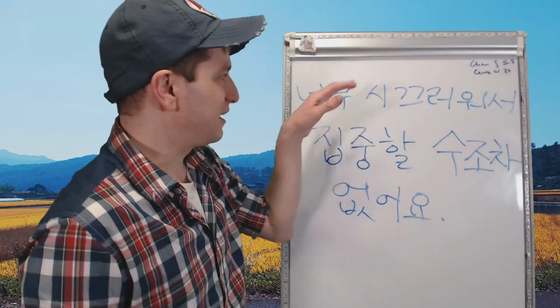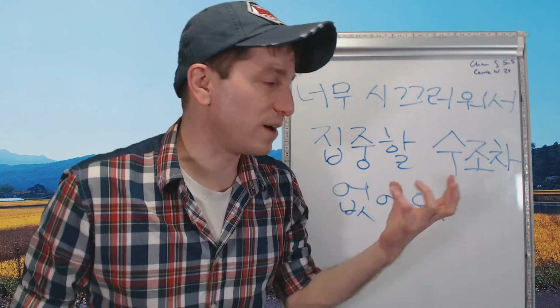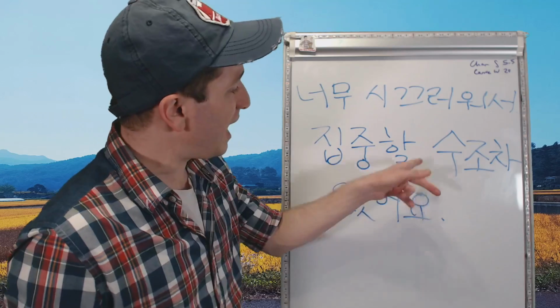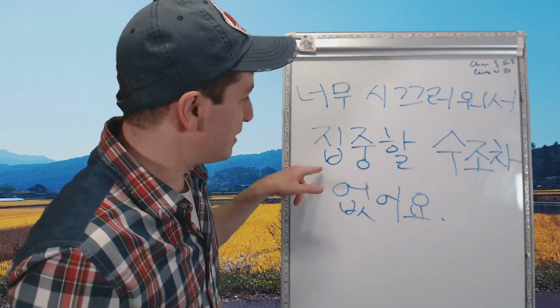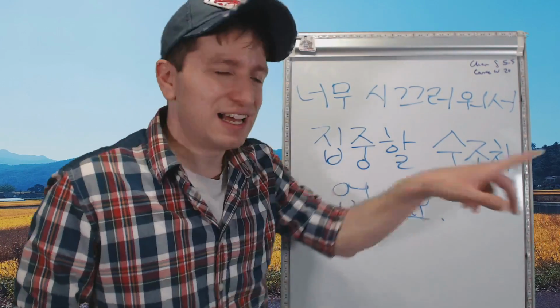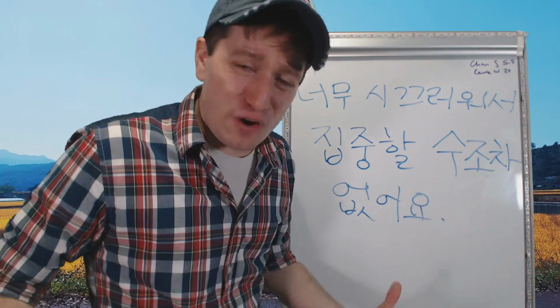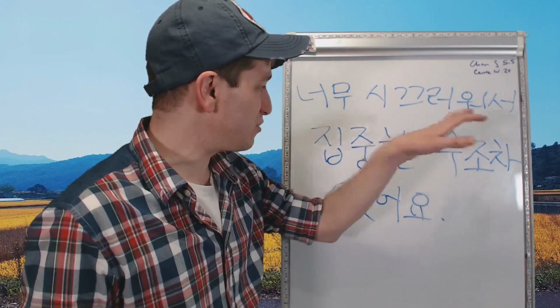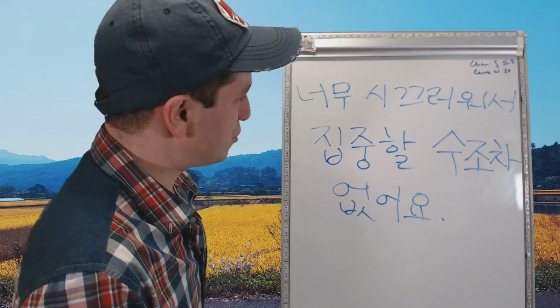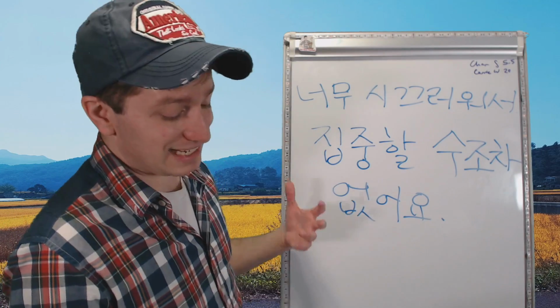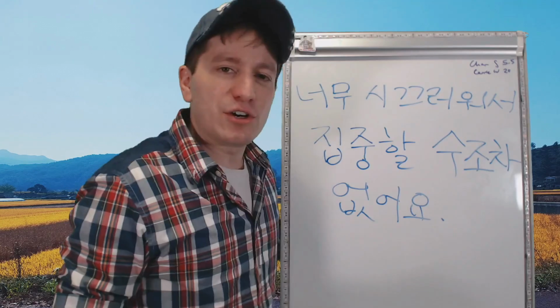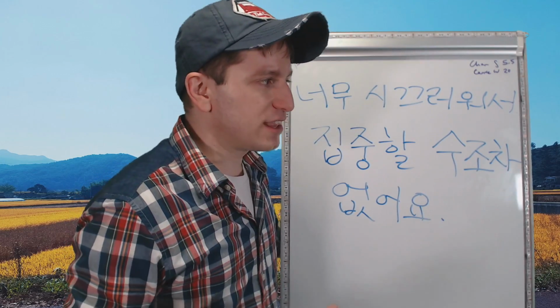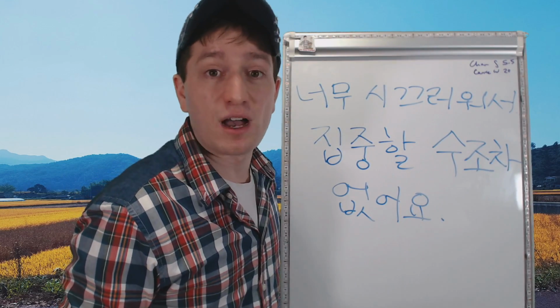너무 시끄러워서 it is so noisy here or wherever. Therefore, 집중할 수 없어요. I cannot focus. 집중할 수조차 없어요. I can't even focus. 너무 시끄러워서 집중할 수조차 없어요. It's so noisy in here. I can't even focus. But in Korean, just like in English, most things that you say come together with context.